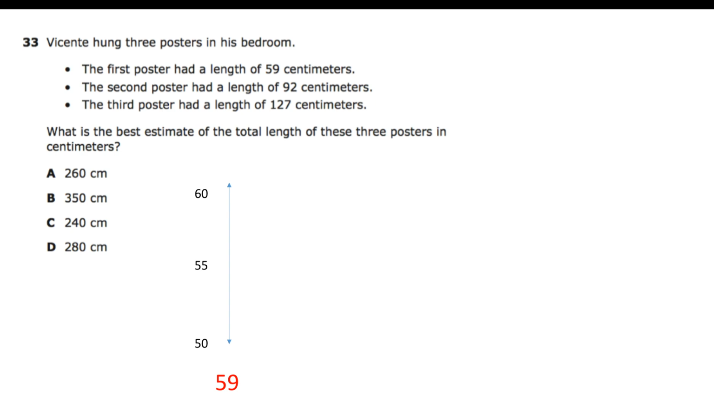55 is halfway. And then on this number line, where would you put 59? Would you put 59 below 55 or above 55? Yeah, we'd put it above 55. It's really close to 60. So we say that 59 is about 60. This rounds up, and we round it to 60. All right, so we've done the first one. Let's do the second one.